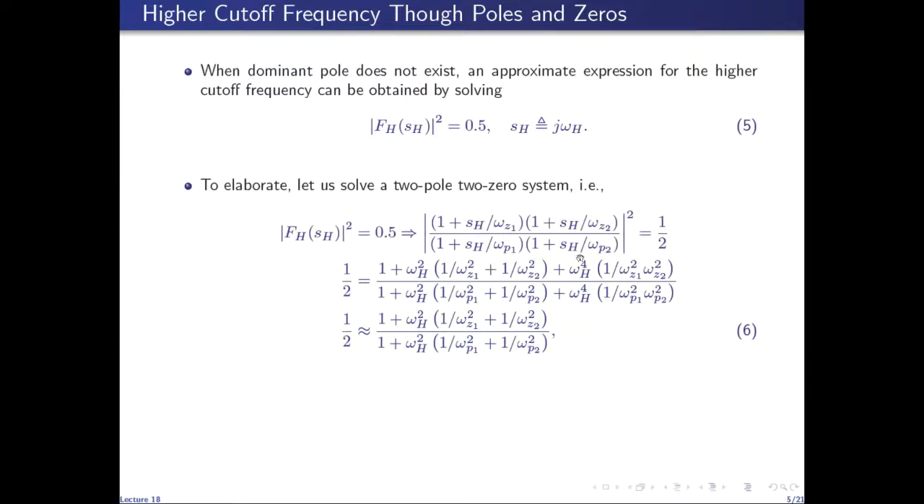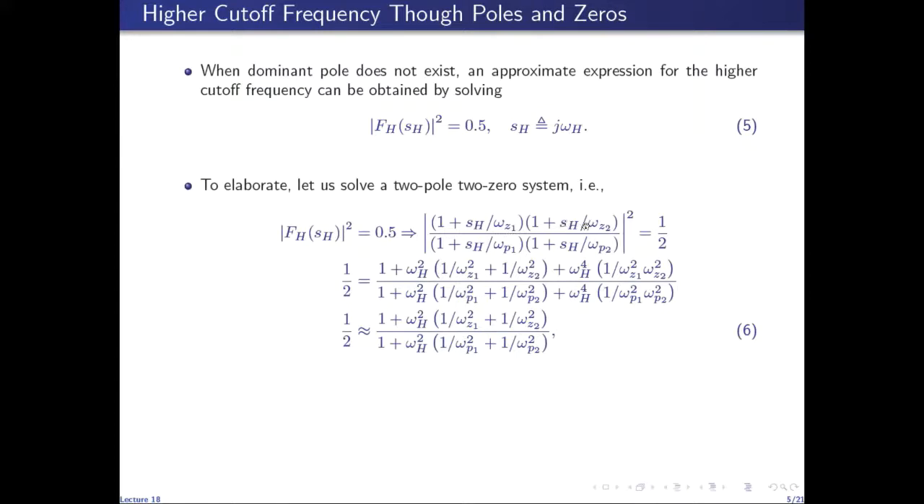So the magnitude square of FH is equal to the magnitude square of the 2 terms in the numerator divided by the magnitude square of the 2 terms in the denominator. So FH is actually the value of S at omega equal to omega H. So the magnitude of, for example, this factor is the square root of 1 plus omega H square over omega Z1 square. So the magnitude square will give us 1 plus omega H square over omega Z1 square.